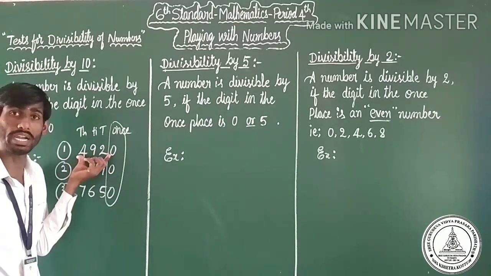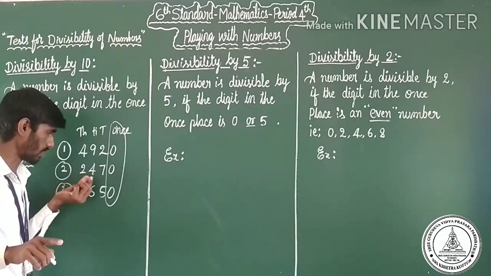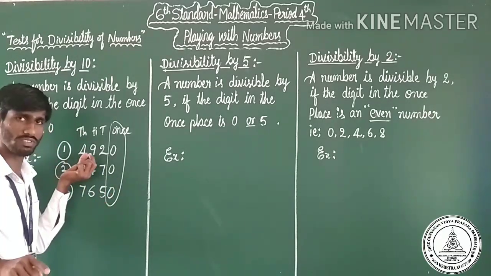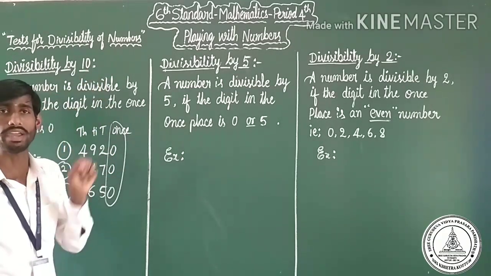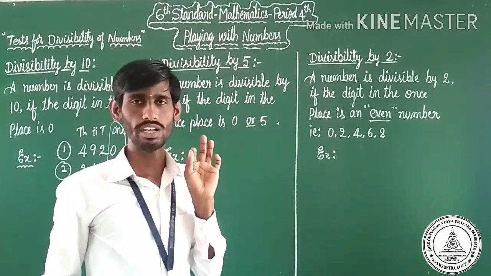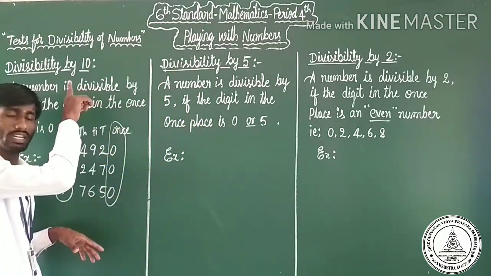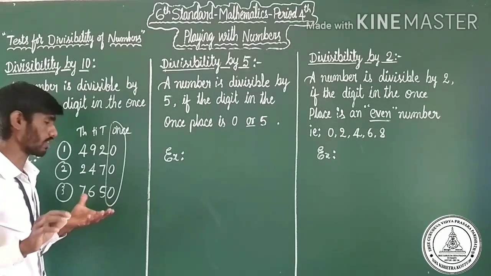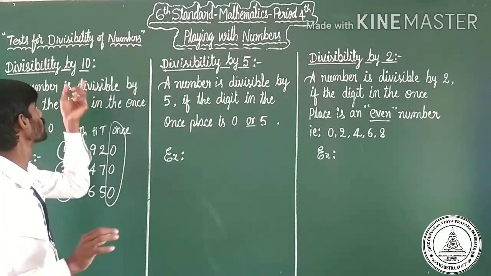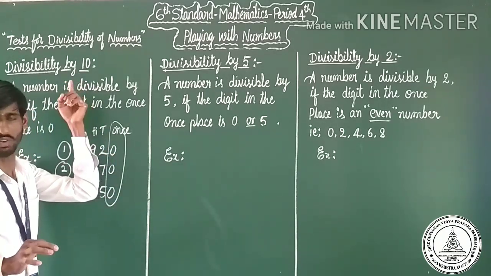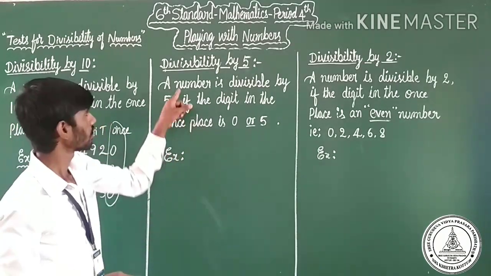the divisibility by 10. Divisibility by 10 is nothing but, if we divide 2470 or 4920 by 10, you will get remainder 0. Are you clear, Choto? You will get a remainder 0. 7650 divided by 10, the remainder is 0. So this type of numbers passes the divisibility by 10 condition. You may divide and feel it yourself.